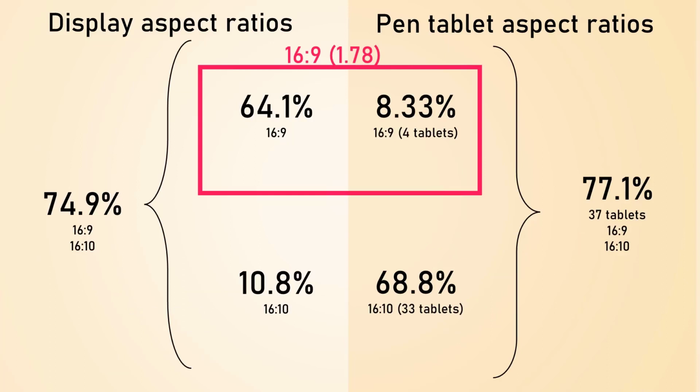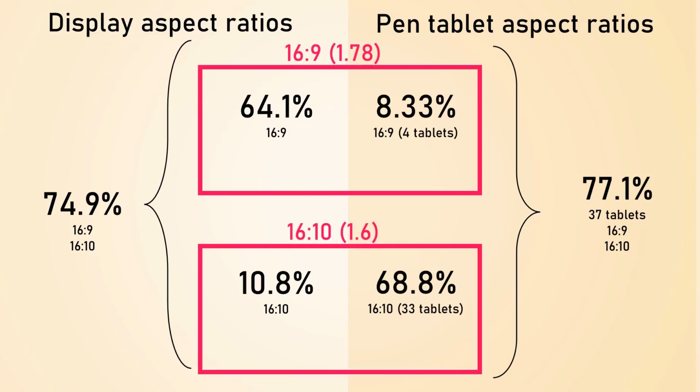Let's consider the 16:9 aspect ratio first. This aspect ratio accounts for about 64.1% of the display resolutions. However, only about 8% of pen tablet models have a 16:9 aspect ratio.